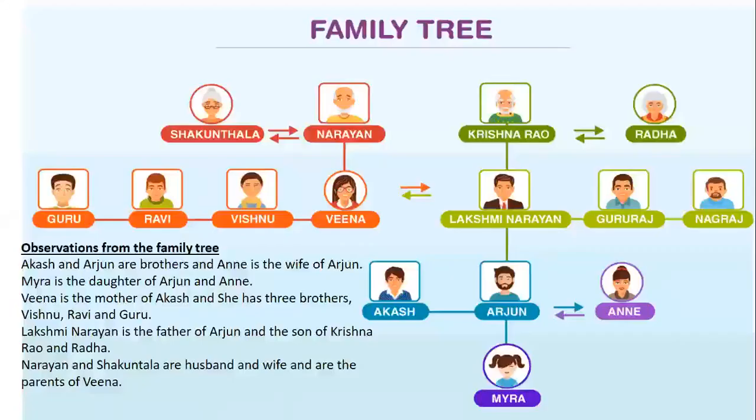So say for example, this is a family tree. What we have found from this family tree is that Akash and Arjun are brothers, and Annie is the wife of Arjun. Myra is the daughter of Arjun and Annie. Here you should not get confused, because the husband-wife relationship is written with this double-headed arrow.